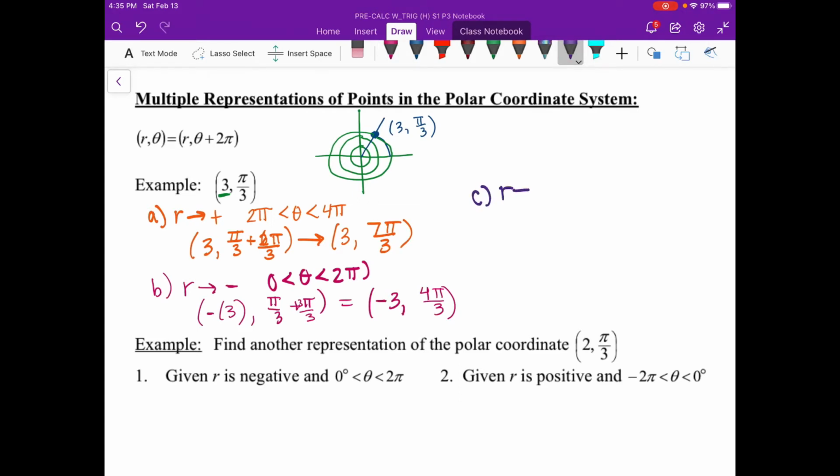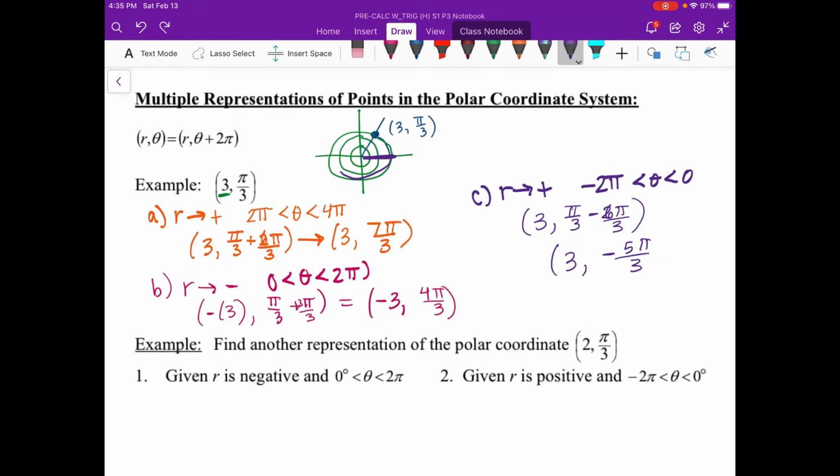So scenario C would be for r to be positive still, but this time going a negative angle. So negative 2 pi to 0. So going in the opposite direction, starting here, going this way. So in this case, my r is still positive, okay? But this time I want to go the opposite direction. So I'm going to take my original pi over 3, and I'm going to subtract 2 pi from it. And 2 pi can also be represented as 6 pi over 3. So that gives me 3 comma negative 5 pi over 3.